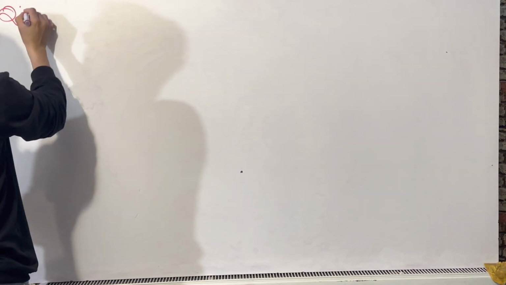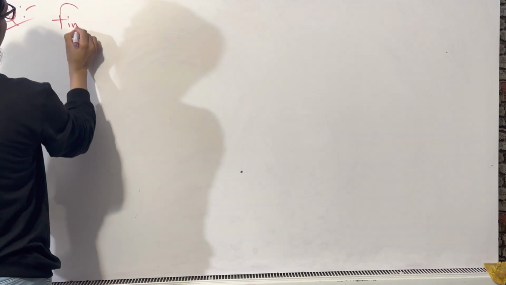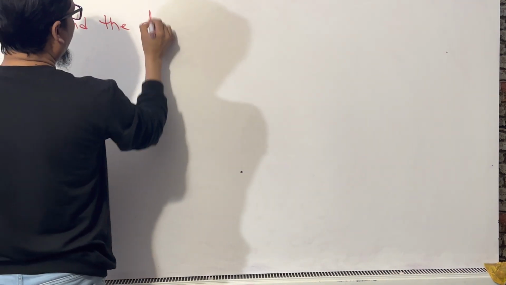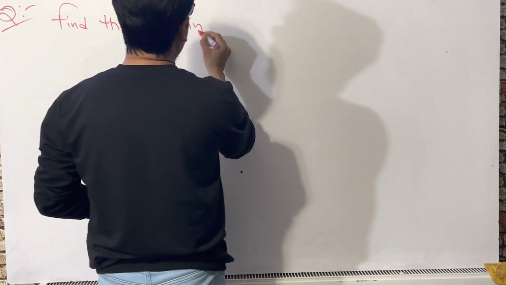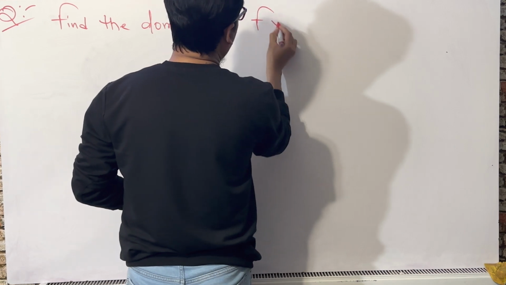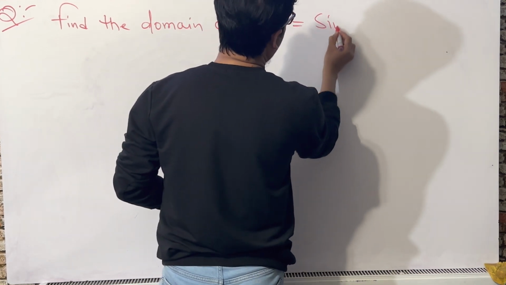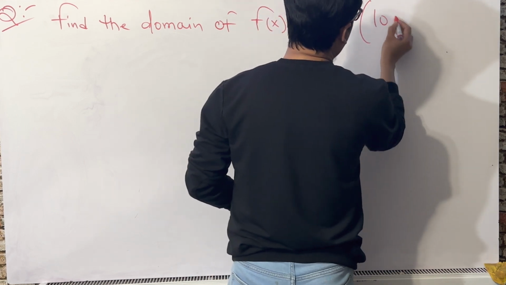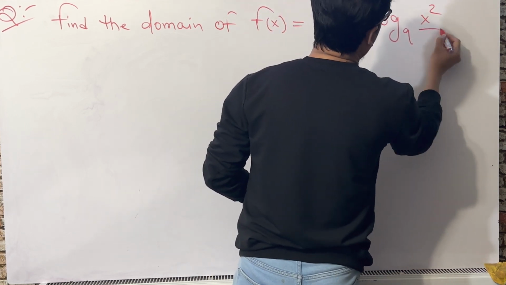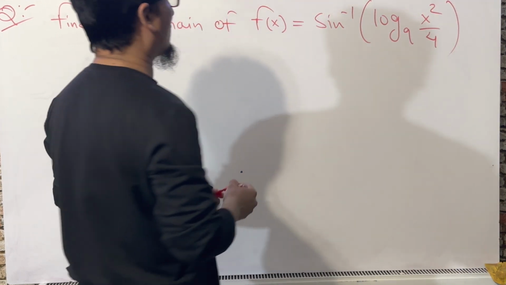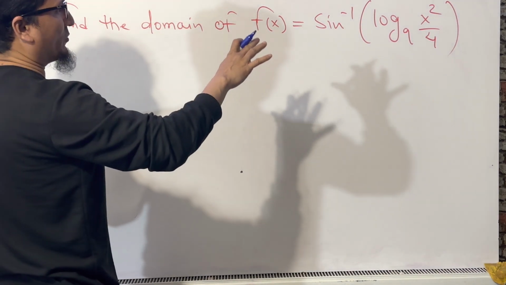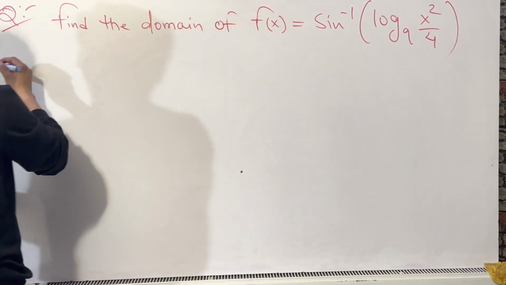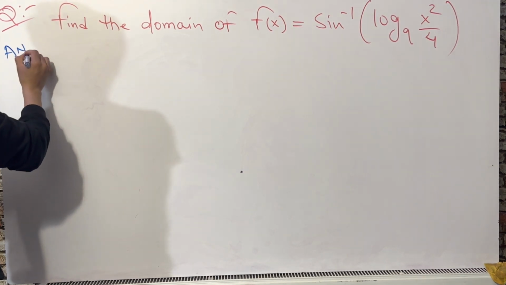So the question was: find the domain of f(x) = sine inverse of log base 9 of x squared by 4. This was the question. I already explained all these things in my previous video, but I'm going to give you a different method so you can get the answer.